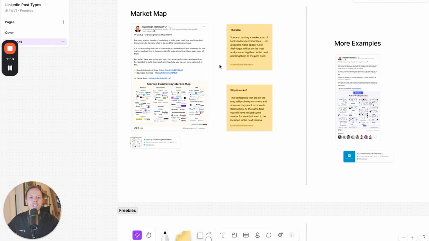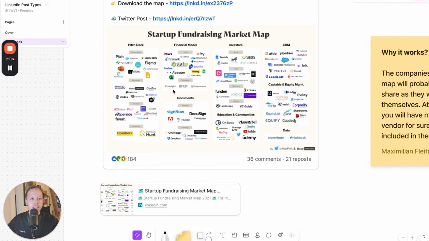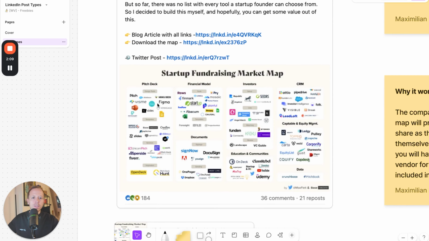Next up, as a content format, we have market maps. Market maps is something that I used a lot in the past. For example, here I did a market map on startup fundraising. The idea was I put all the tools and vendors in that space into that market map, and then I posted on LinkedIn. The idea was that the tools that were on this list would be commenting and saying, hey, yeah, cheers, I'm on that list, that's super awesome. And this will increase the reach that the post will get.